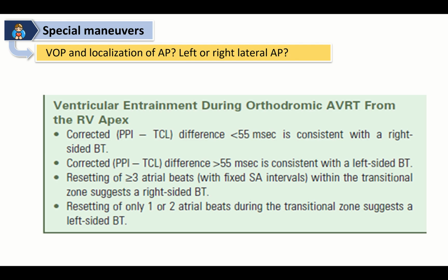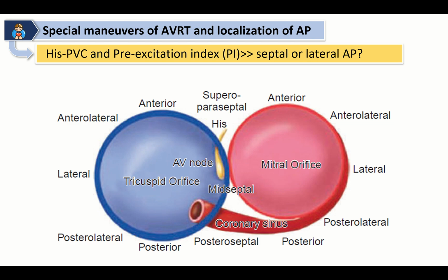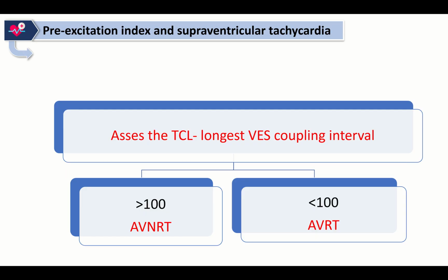Using corrected BBI less than 55, it is right sided. Or resetting of atrial beats more than 3 or 4 beats, it is right sided accessory pathway. Let's go to the next maneuver, using His synchronous PVC pre-excitation index to know is it septal or lateral accessory pathway.